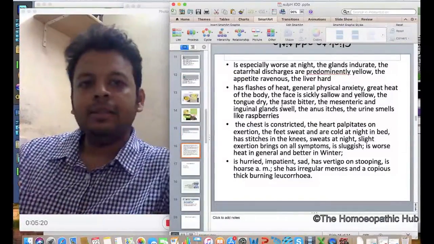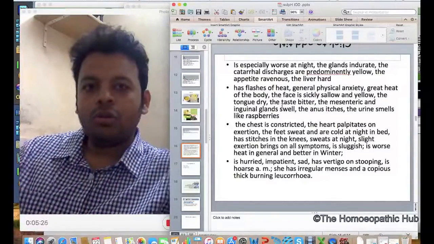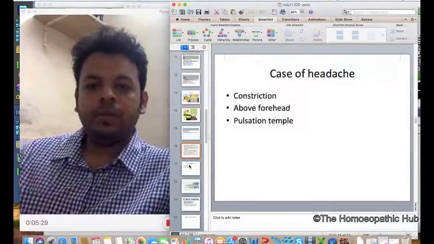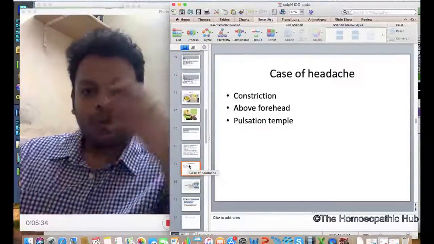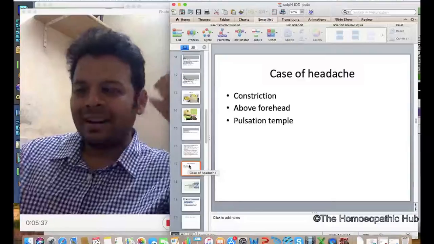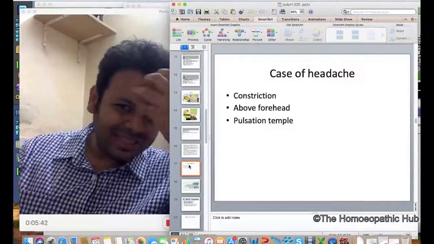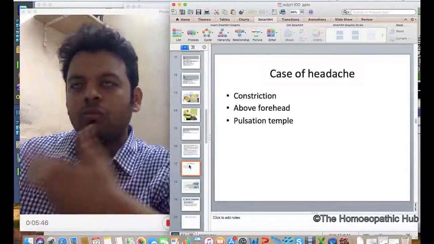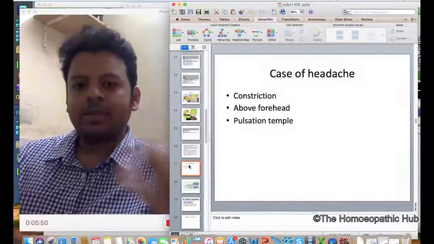Pulford has written specifically that obviously it's night aggravation, but also a lot of catarrhal discharges are yellow. Let's go ahead. I want to tell you an interesting case I had: a case of constriction headache, very bad headache, in a young boy with a thick eruption on the back. He would say it was constricting above the head, with pulsation in the temple, yellow thick cough, and a black, thick, lichen planus-like eruption.